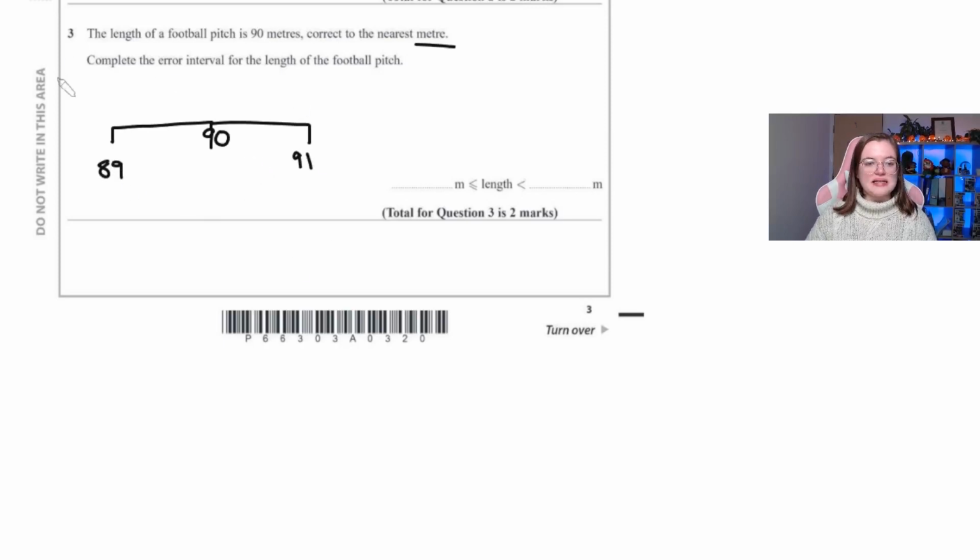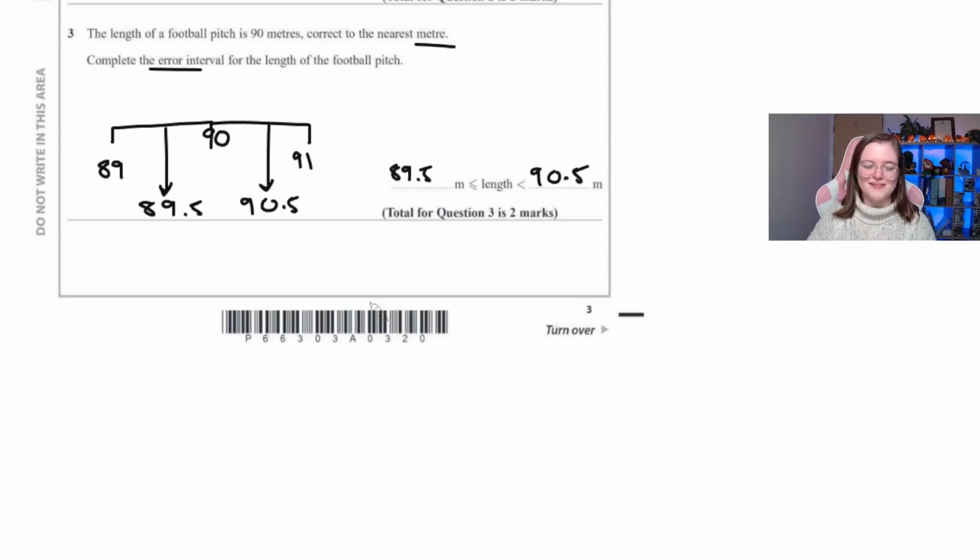And then to find the error interval, I need to find the midpoints of both of these. So I'm going to get 89.5 and 90.5. So then that one goes there, 89.5. This one goes up here, 90.5.